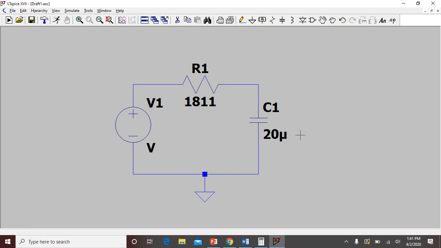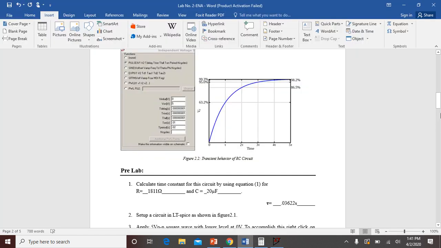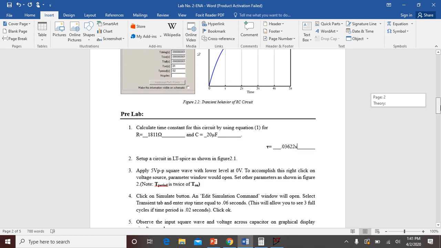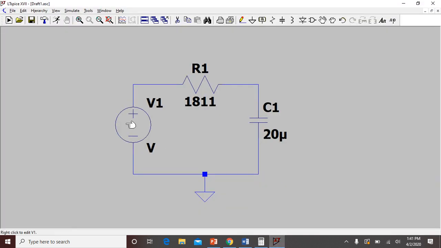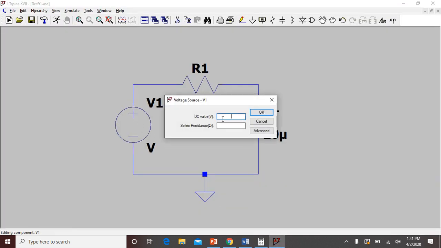Now we have chosen the value for resistor and capacitor, and let's see what our manual says for the value of voltage. So this is the manual. Okay, this manual is uploaded on LMS. You can take it from there. Okay, for this third step, apply 5 volts peak to peak square waveform with lower level at 0. Okay, so what I'm going to do now is right click here, and since this is a DC supply, now I want to convert this supply into the AC supply.